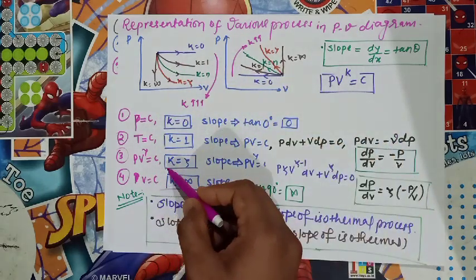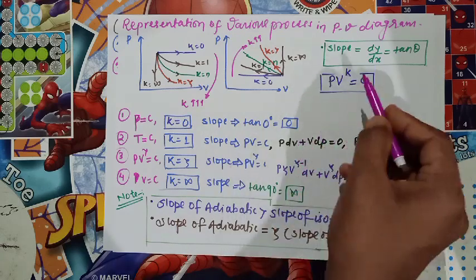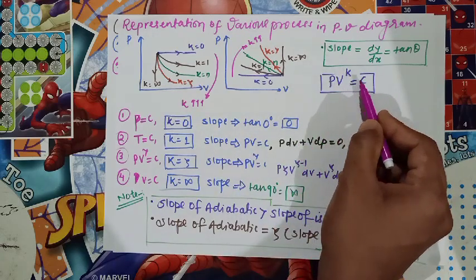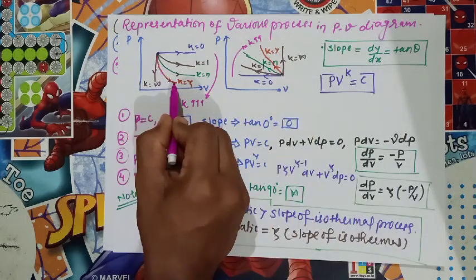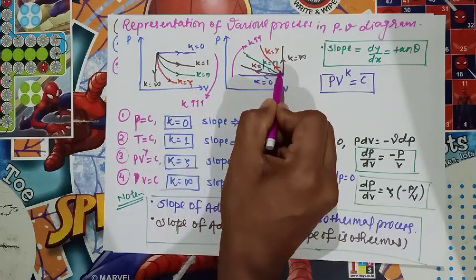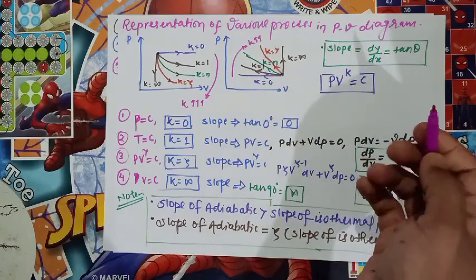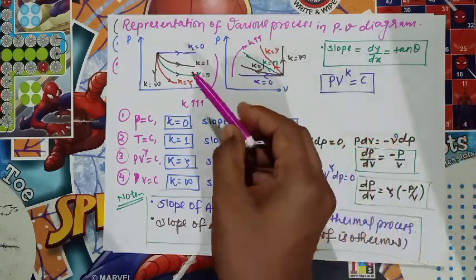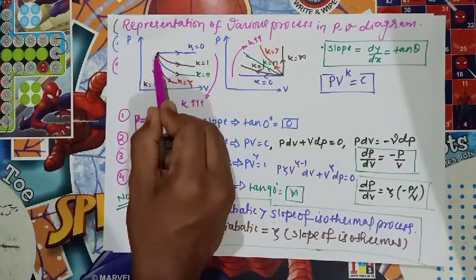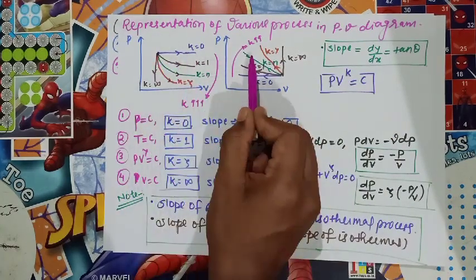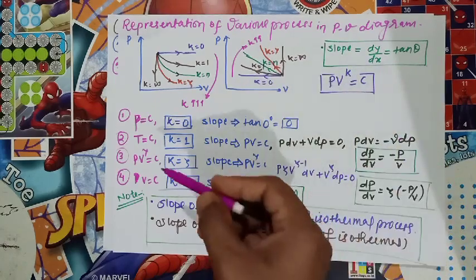Likewise, now k equal to gamma, it will be PV to the power gamma equal to constant, which will be an adiabatic process. So this is the k equal to gamma line, and we know very well that the polytropic process lies between, the k value will be 1 to gamma. So it will lie between 1 and gamma. So this will be the polytropic process.